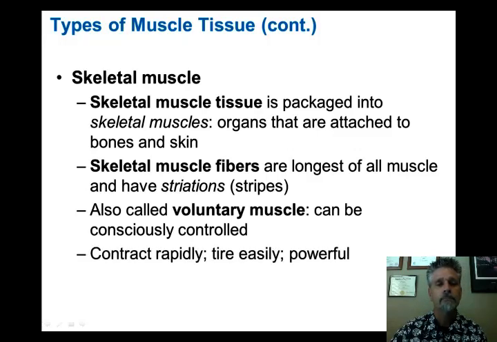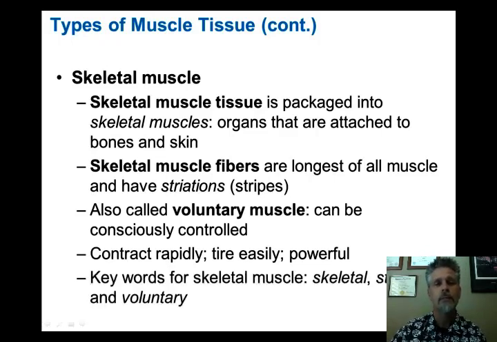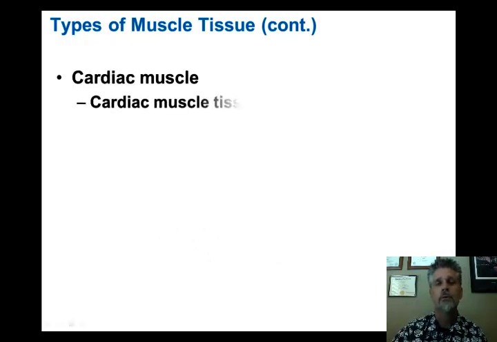Okay. Contract rapidly, tire easily, but powerful. So as you can imagine, cardiac muscle and smooth muscle, we can't have it tire out, right? You can't get tired of digesting your food or pumping your blood, etc. So definitely some comparisons there. So we'll see some of these terms coming up again and again, but these are some of the characteristics, right? Skeletal, that it moves the skeleton; striated, that it's striped; and voluntary, that we have the conscious control over it from the brain. So cardiac muscle, just as a tour, found only in the heart.